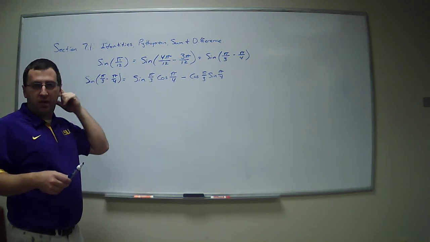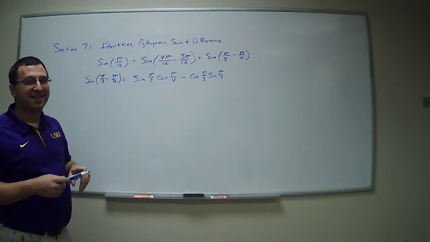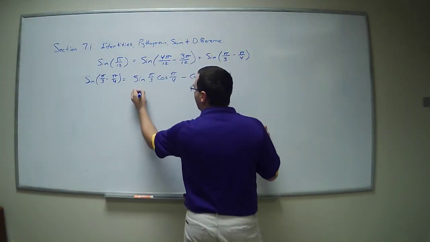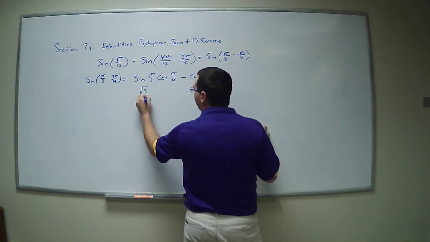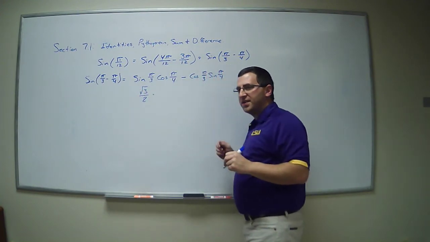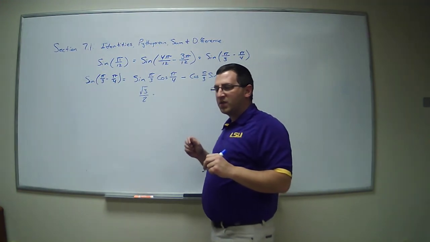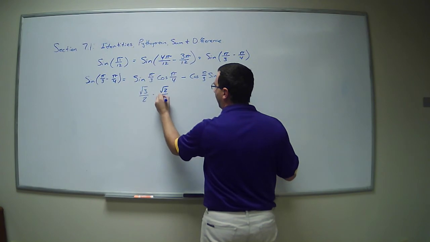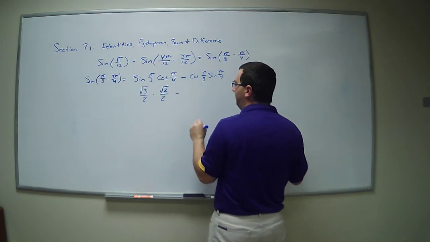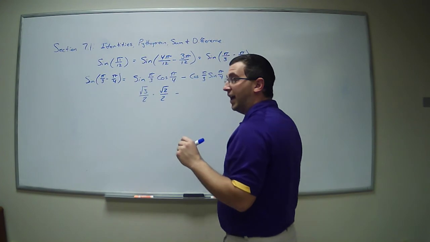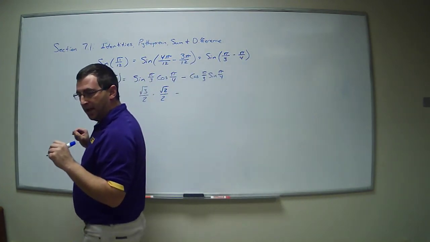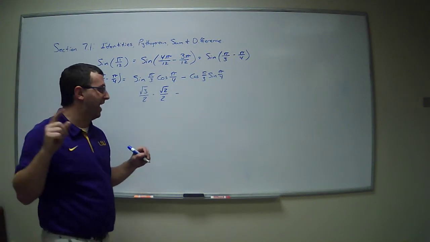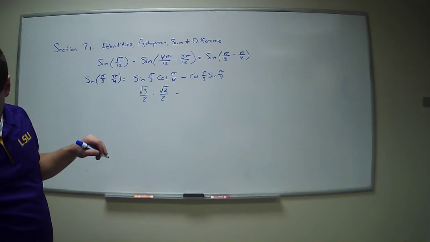So if we go back to our unit circle and we determine what the sine of pi over 3 is, well, the sine of pi over 3 is going to be the square root of 3 over 2. The cosine of pi over 4 should be square root of 2 over 2. And then minus cosine of pi over 3, that should be cosine of 60 degrees, which should be 1/2. Okay.